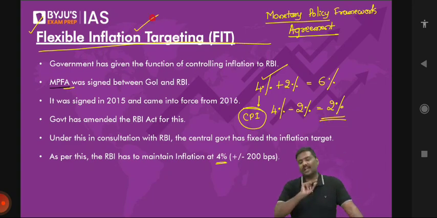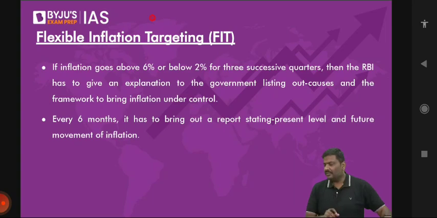Now, what if RBI is not able to do this? What if inflation continuously remains above 6%?